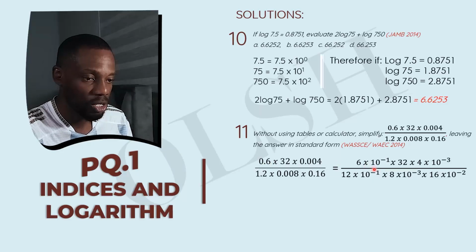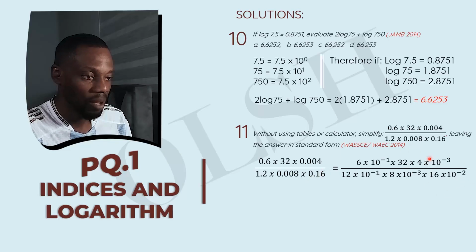So we have 0.6 to be 6 times 10 raised to the power minus 1. 32 is already a whole number, so we'll leave it. Then 0.004, we change it to 4 times 10 raised to the power minus 3. We have 1.2 here to be 12 times 10 raised to the power minus 1. We have 0.008 to be 8 times 10 raised to the power minus 3. And we have 0.16 to be 16 times 10 raised to the power minus 2.